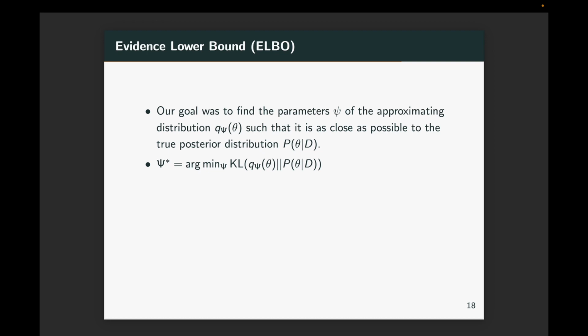But what is the problem now? Why can't we directly go ahead and solve this optimization problem? Because P of theta given D is not known. If this were known, then we wouldn't need to solve the problem. We would just directly use P of theta given D.